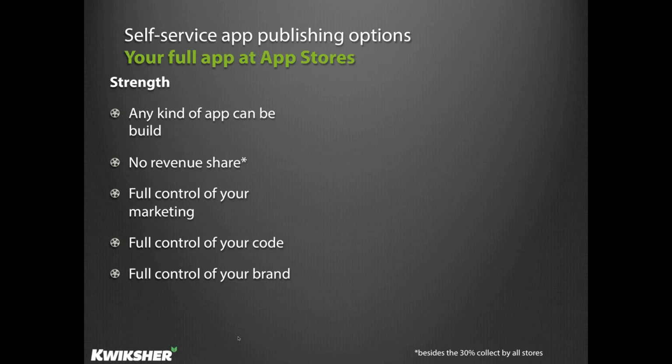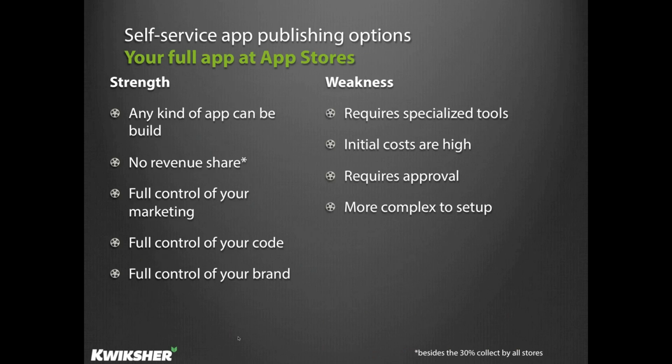There are tools like Kwik, which will create full apps at the app stores. They have some strengths. The number one is, of course, you can create any kind of app. There is no revenue share besides the money that Apple, Amazon, and Google collect when they sell an app for you. You have full control of marketing because you're going to have an app at the end and you can point your users to there. You have full control of the code, meaning that you can add more code if you need to. And of course, you have full control of your brand. You can pretty much put any kind of information, any kind of image, video on your app.